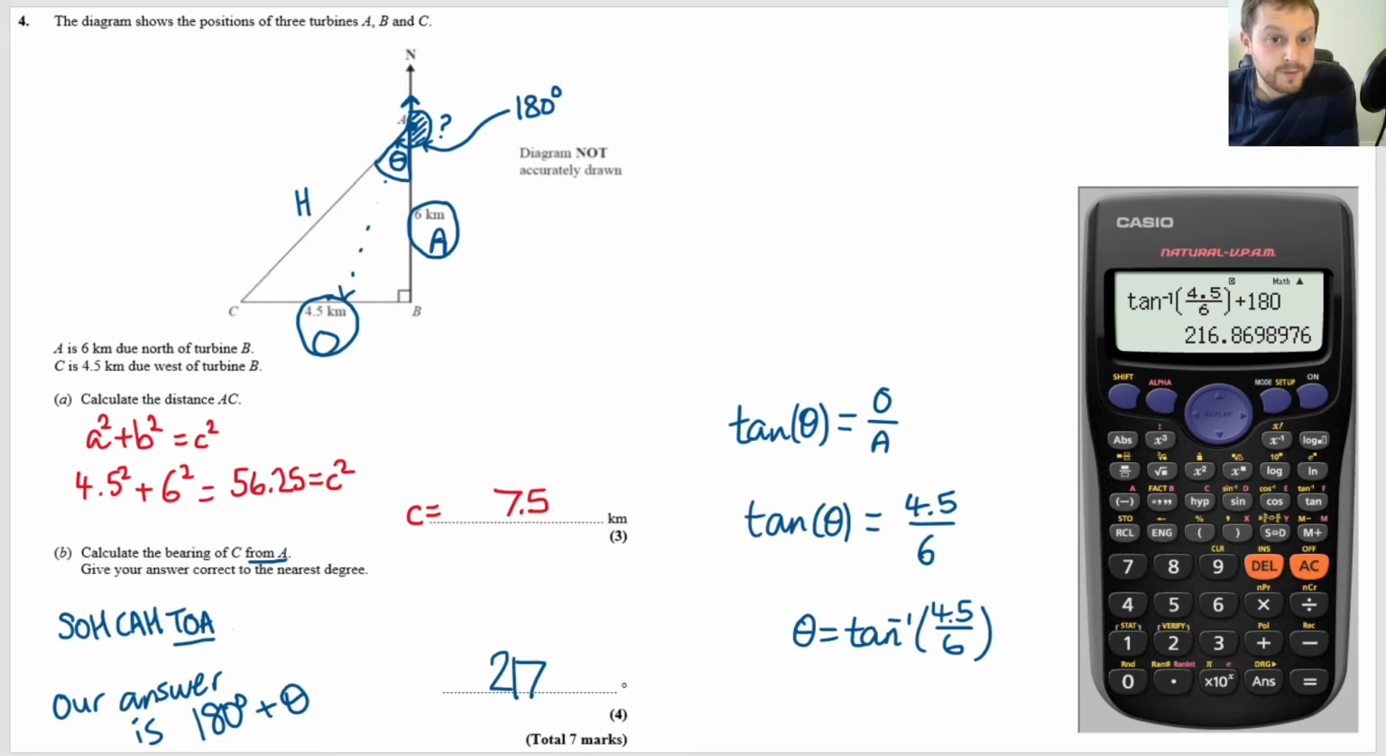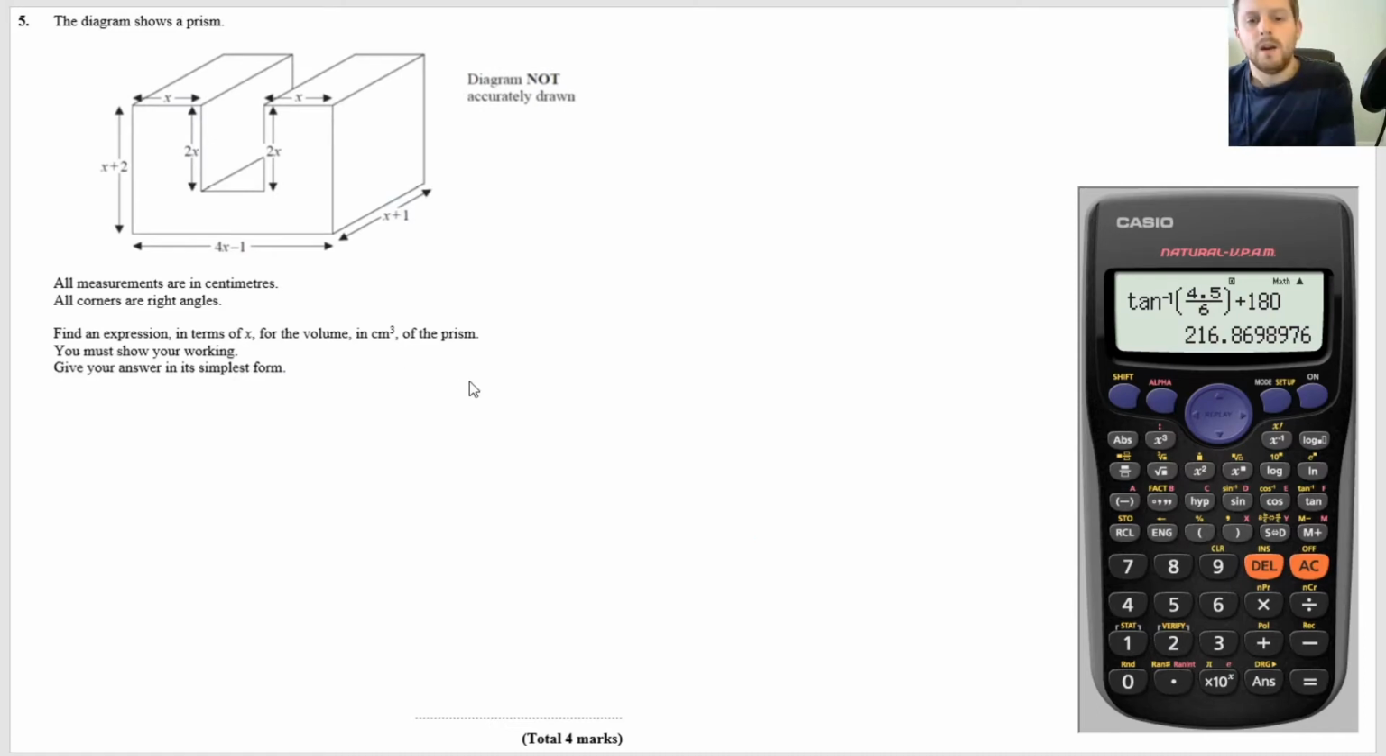Okay, question 5. So we've got a prism. It tells us all measurements are in centimeters and all the corners are right angles. We need an expression in terms of x. So the final answer is going to have something with x's in it. And we need the volume of the prism.